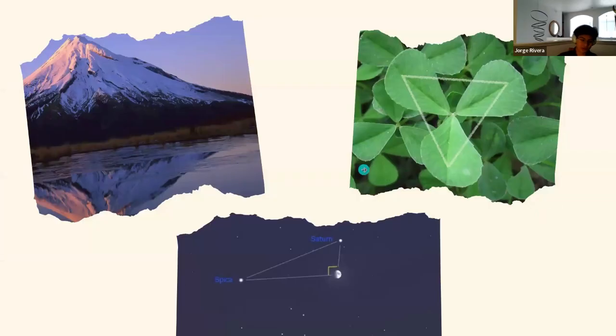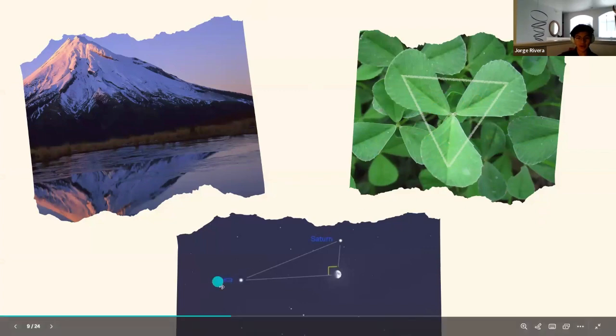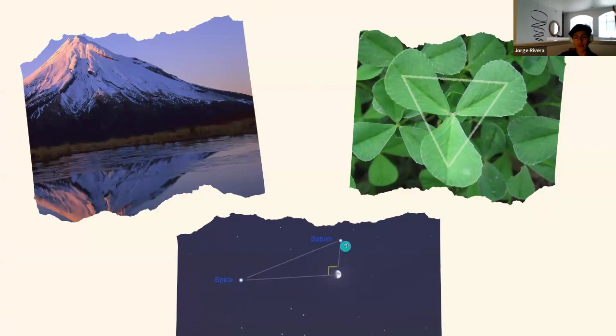So let's see what the applications of trigonometry are. For example, we can determine the height of mountains. We can see beauty in nature through trigonometric ratios, and we can even triangulate positions of super far away things. So here we have a star. It forms a 90-degree angle with Saturn, right? So we can go on.